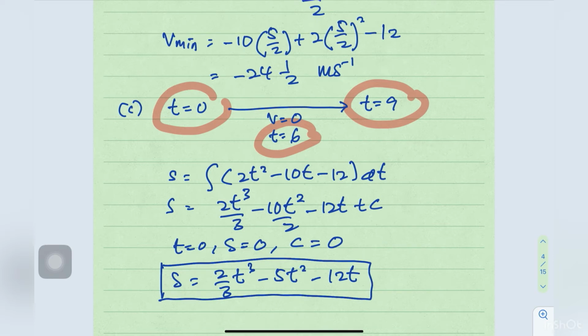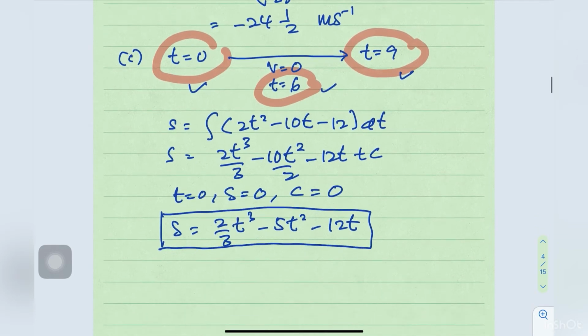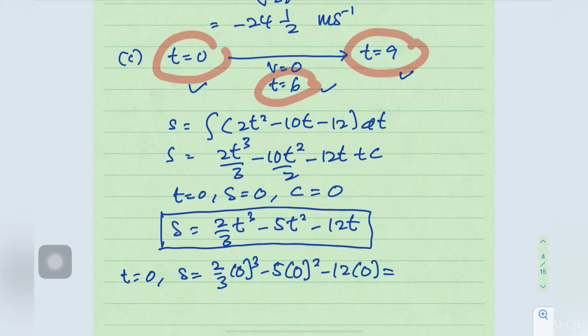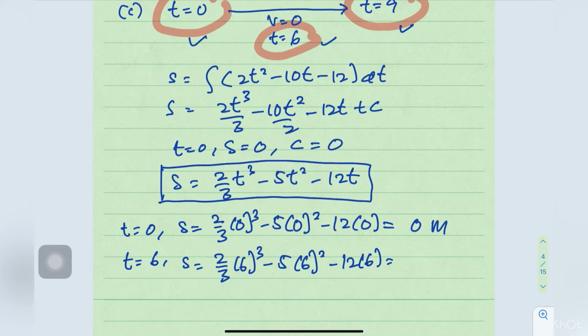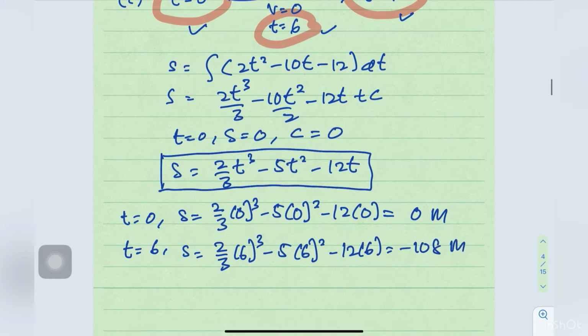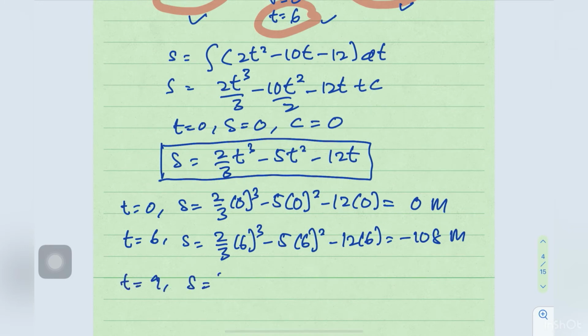Then we need to substitute all values of t. When t equals 0, s equals 2 over 3 times 0 cubed minus 5 times 0 squared minus 12 times 0, which is 0 meter. When t equals 6, s is 2 over 3 times 6 cubed minus 5 times 6 squared minus 12 times 6, which equals negative 108. When t equals 9, s equals 2 over 3 times 9 cubed minus 5 times 9 squared minus 12 times 9, which equals negative 27.